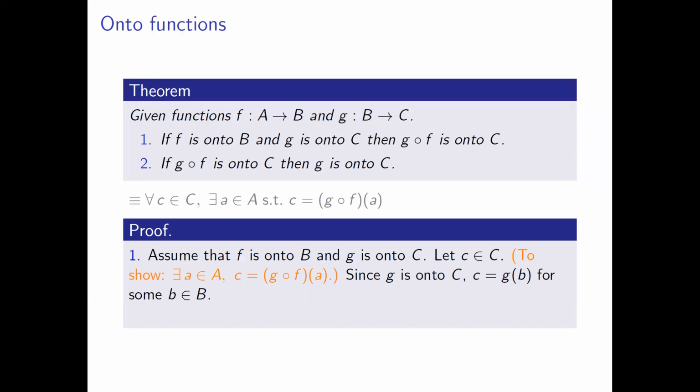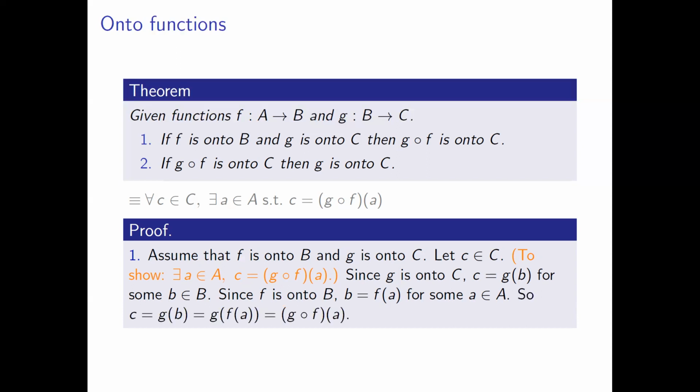Since the function g is onto C, c is the image of some element b in B. Since the function f is onto B, b is the image of some element a in A. So c is equal to g of b, which is equal to g of f of a, which is equal to gf of a. Therefore, the composite function gf is onto C, which proves statement 1.